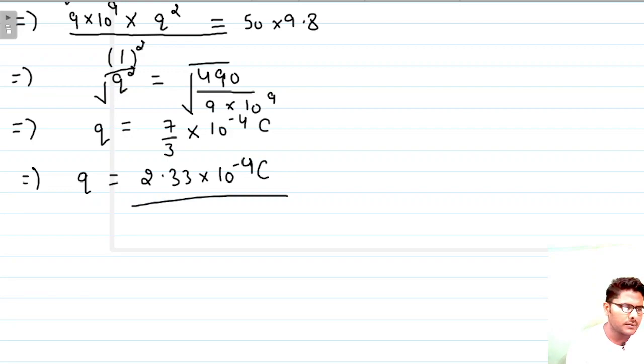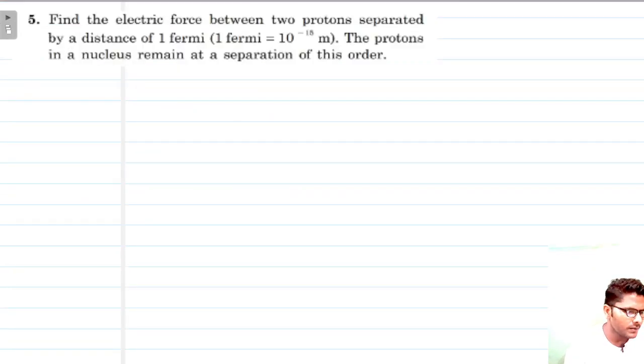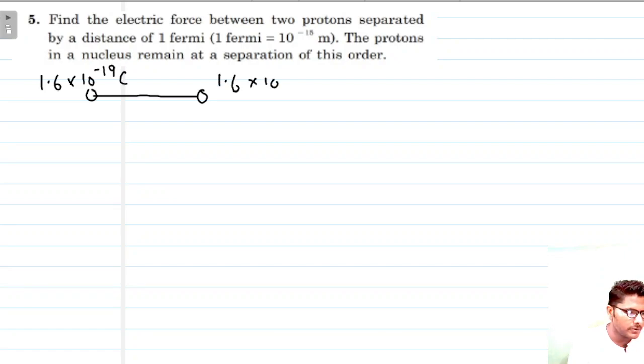So moving on to the next question. Find the electric force between two protons separated by a distance of 1 Fermi. So the separation between them is given and the charges. So their charges are protons. The charge on a proton is 1.6 into 10 raised to power minus 19 coulombs. This is also the same value because both are protons and the separation between them is 1 Fermi. And 1 Fermi is given as 10 raised to power minus 15 meter.